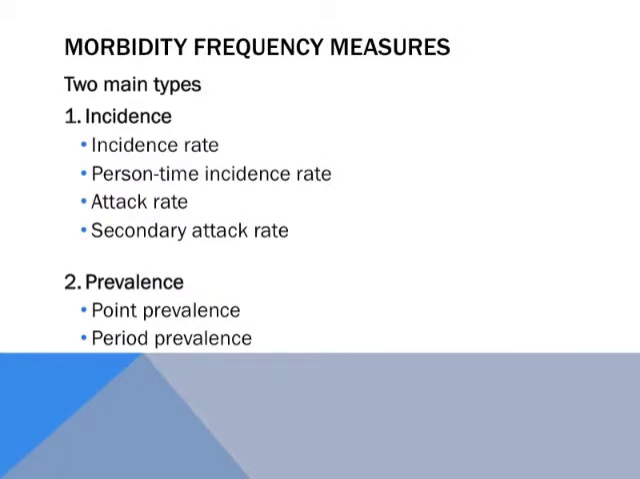Several standard measures are used to measure and describe the frequency of disease. Each measure has its appropriate uses depending on the situation and the information available to the epidemiologist. The two main types of rates are incidence and prevalence. The four types of incidence rates are incidence rate, person-time incidence rate, attack rate, and secondary attack rate. We'll not discuss the latter two in this presentation as they're discussed in the course text and will be referred to in a later module on outbreaks. The two types of prevalence are point and period prevalence.